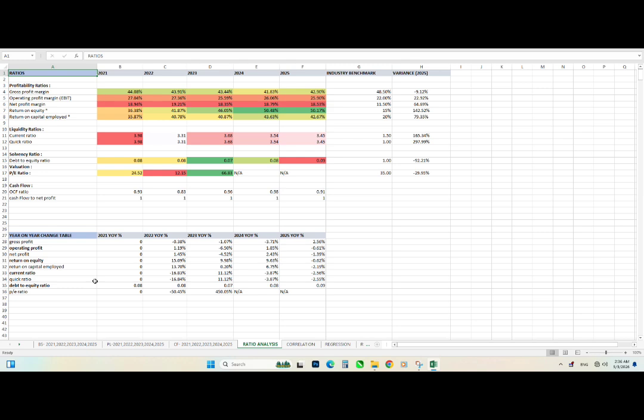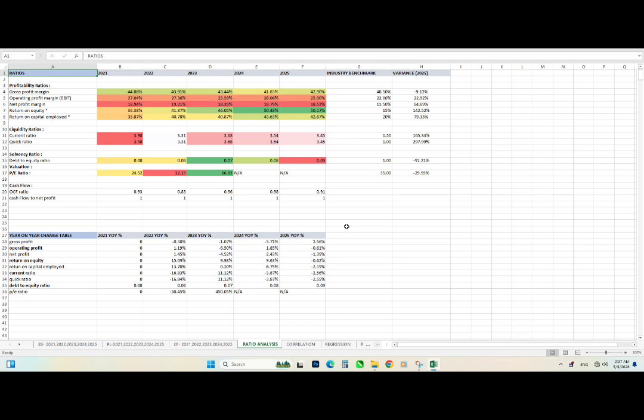Liquidity. Current ratio and quick ratio are consistently above 3, which shows excellent short-term financial stability. This means the company can easily meet its short-term obligations.